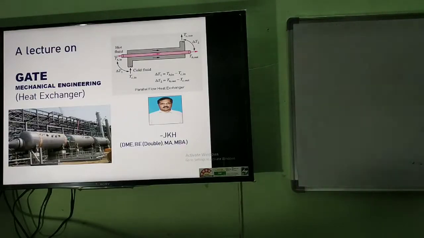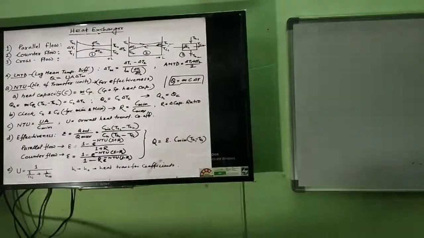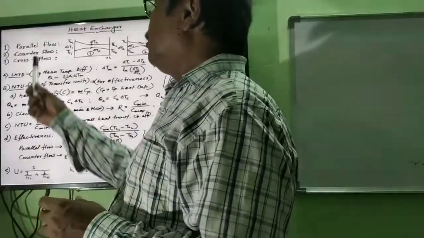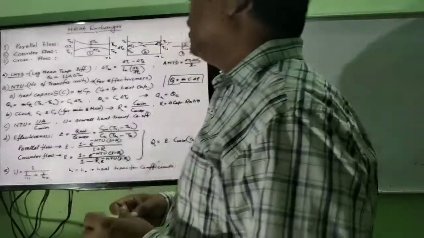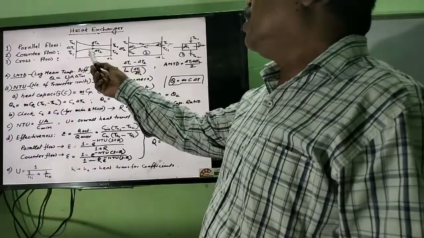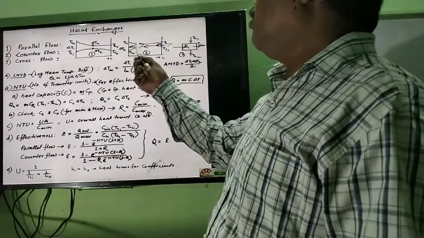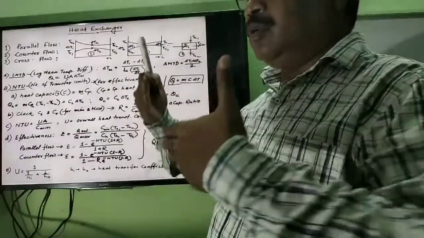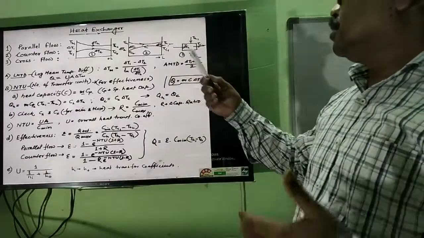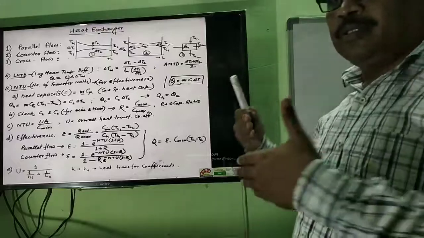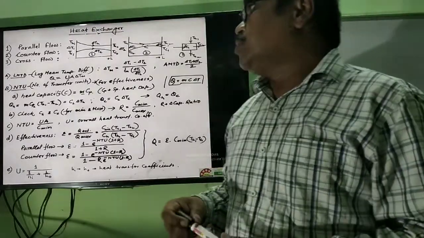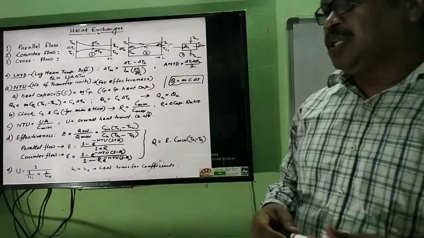Let us discuss the three types of heat exchangers: parallel flow heat exchanger, counter flow heat exchanger, and cross flow heat exchanger. In a parallel flow heat exchanger, both hot and cold fluid go in the same direction. In counter flow, they go in opposite directions, and in cross flow, one is vertical and the other passes crossing each other's direction.